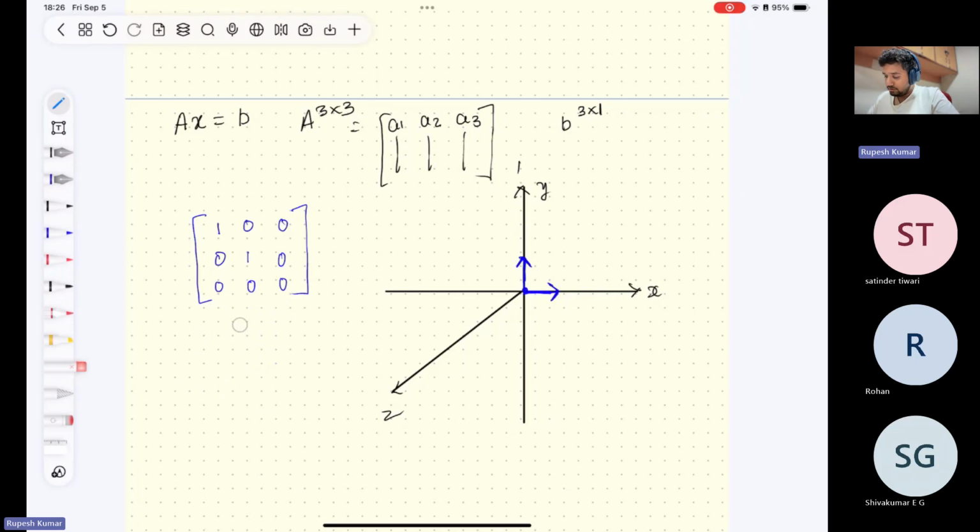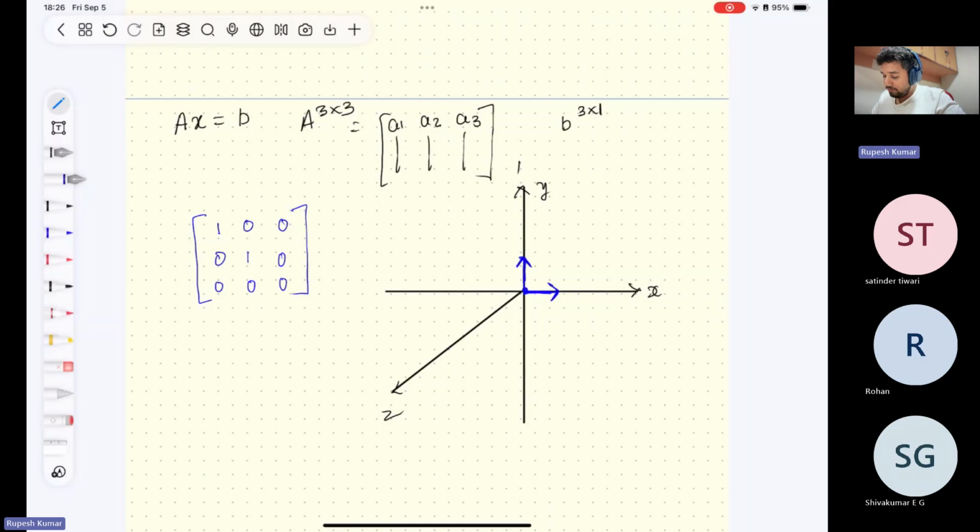Why? We can see the structure of the matrix. It's a singular matrix, and its column vectors are essentially spanning only the xy plane. So any quantity along the z axis will not be covered by these bases.